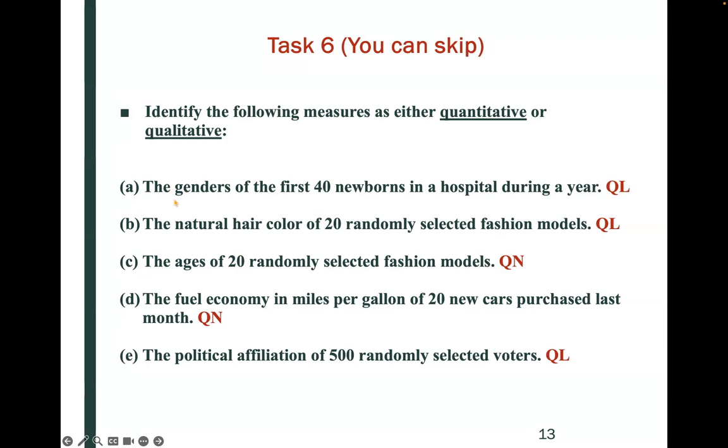Okay, so the genders of the first 40 newborns in a hospital during a year. That's going to be qualitative because that's not numerical. The natural hair color of 20 randomly selected fashion models. That's also qualitative because we have hair color like red or blonde or black. Those are more categorical. We don't have hair colors in numbers. The ages of 20 randomly selected fashion models. That's going to be quantitative because ages are numbers. Age is just a number.